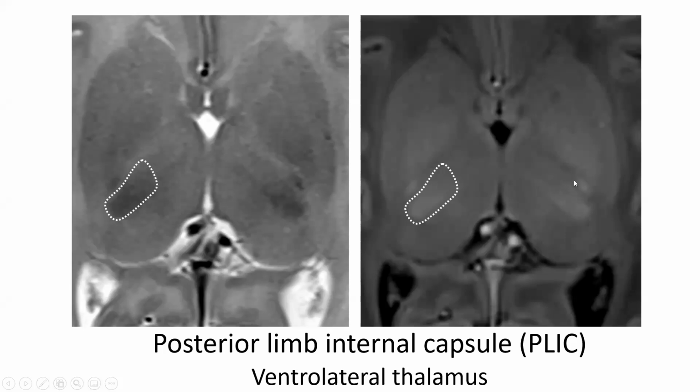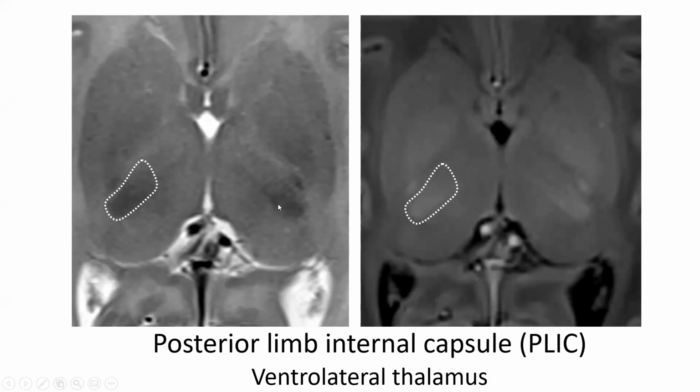We see an area that is hyperintense on T1 weighted images and hyperintense on T2 weighted images. These are the ventrolateral nuclei of the thalami. And you will always see some signs of myelination here in a child at birth. You can also see that in a preterm child.